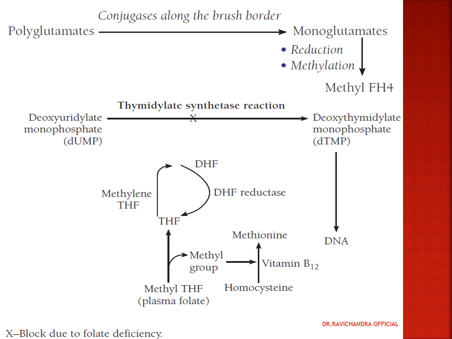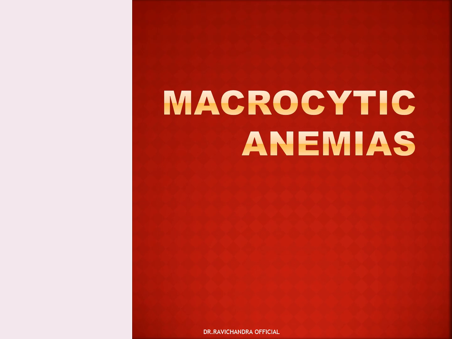So when there is folate deficiency, the conversion of dUMP to dTMP is not possible. Thereby, further there will be a defect in the formation of DNA. As a result, there will be folic acid deficiency causing macrocytic anemia. So, with this brief introduction, we will start the macrocytic anemias.